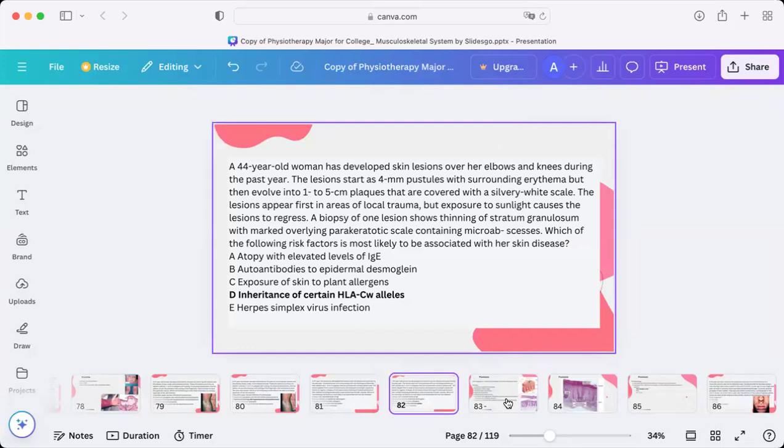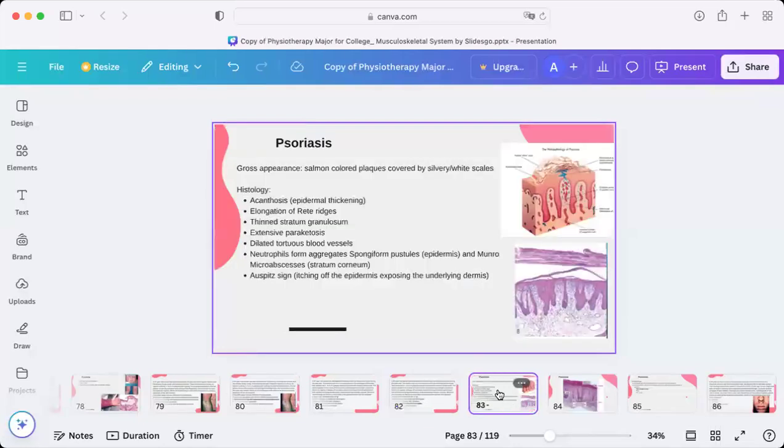Good job. You guys are doing amazing. Good job. Yes, correct. It's the thinning of the epidermis. And then what happens when they itch their skin? They expose the dermis. But basically, when you see those red spots, that's just exposed dermis, okay? What is the microabscess, guys? What is a Munro microabscess without looking?